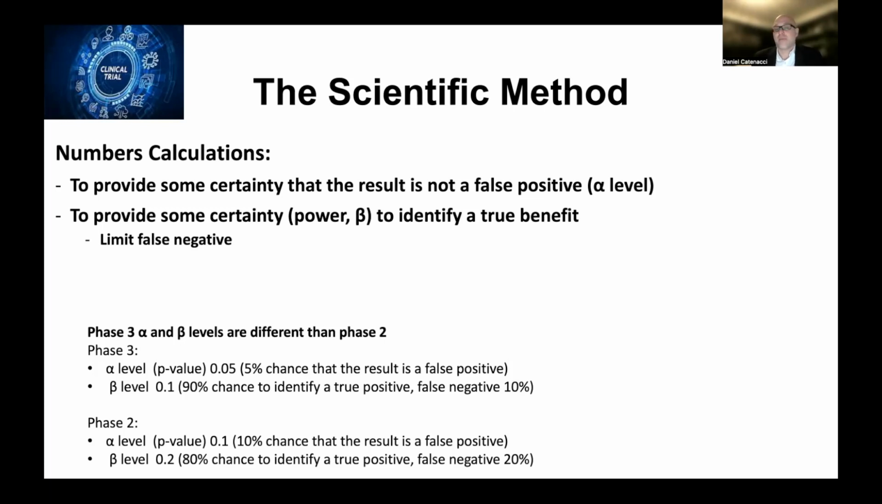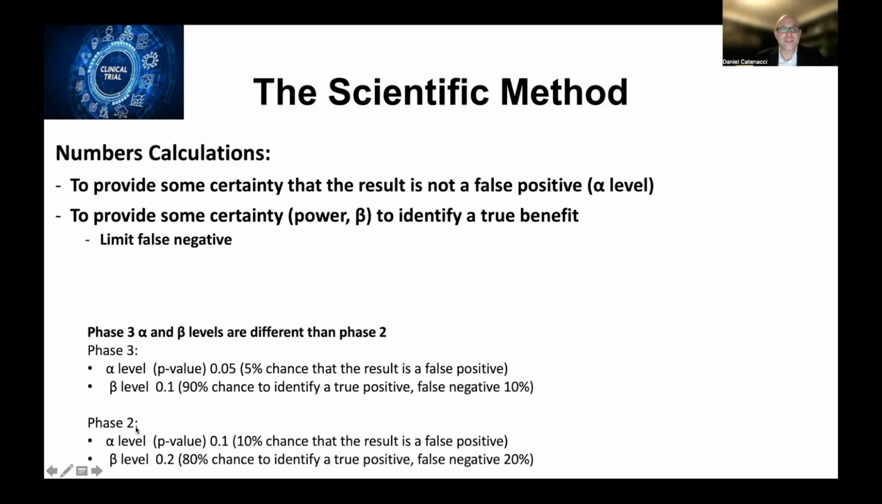And so that was arbitrarily set as a consensus to say that is a reasonable false positive rate. If it's showing a result and it looks positive, but it could be a false positive, but it's only a 5% chance that that's the case, then that's reasonable. The beta level of 0.1 means that you have a 90% chance to identify a true positive. So if it's negative, there's a 10% chance that it actually is beneficial, but you're declaring that it's negative. And so again, that was accepted as a reasonable cut point of false negative rate.